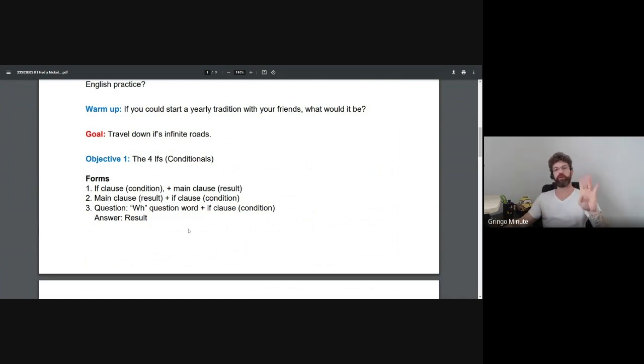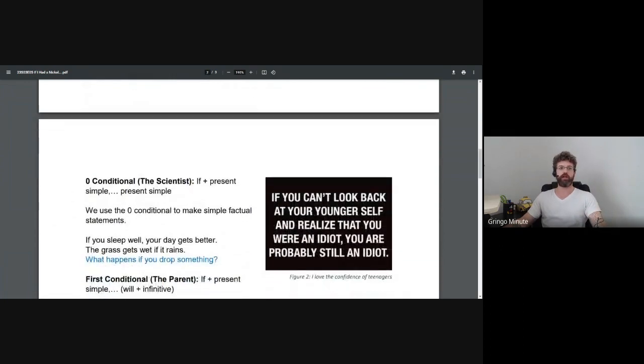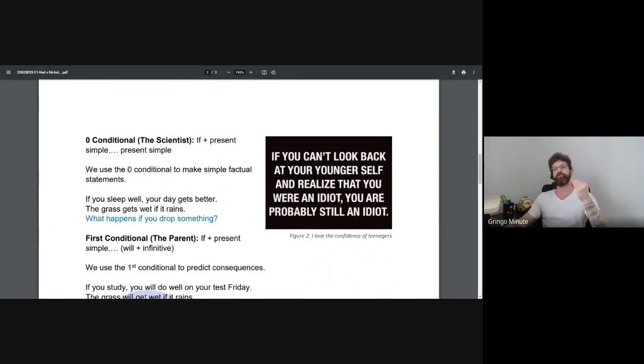So let's see the 4 different types of conditionals. And we're going to start with the first one, the scientist, the physicist. We're talking about facts. We're talking about if this happens, this is the result. I'm not talking about today. I'm not talking about tomorrow. I'm not talking about last week. I'm just talking about in general. I'm talking about facts here. With this, we'll be using the present simple together with the present simple. If it rains, the grass gets wet since the beginning of rain. So this is our first conditional, and I usually don't see any problems with it.